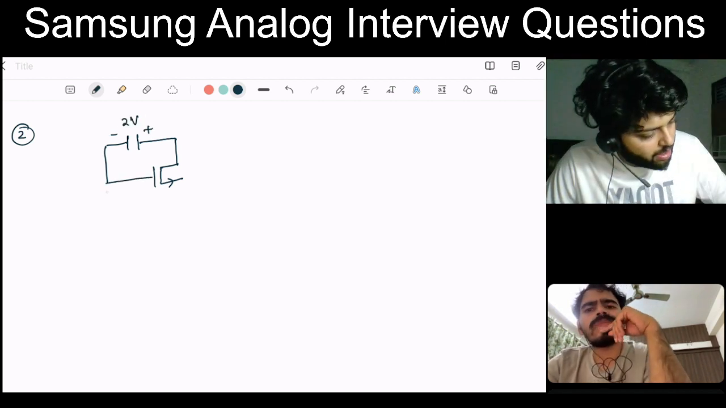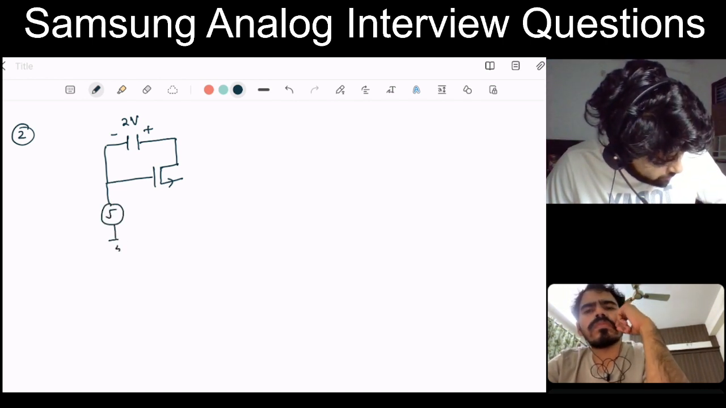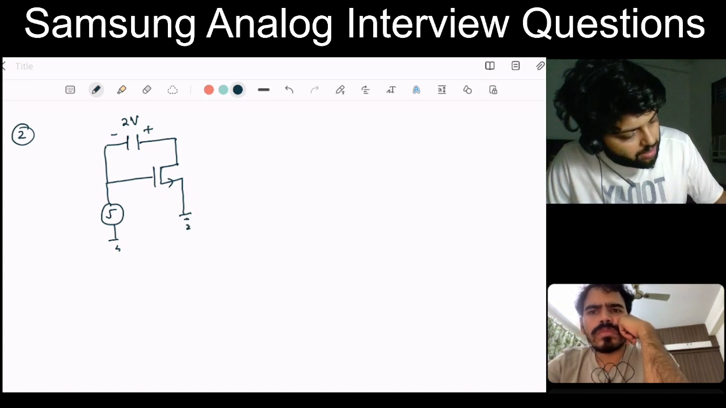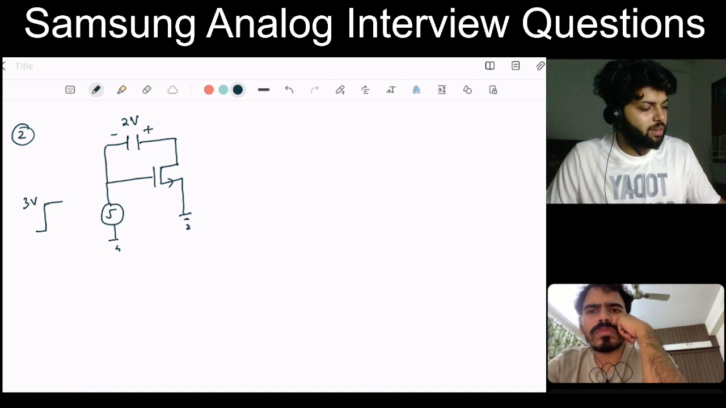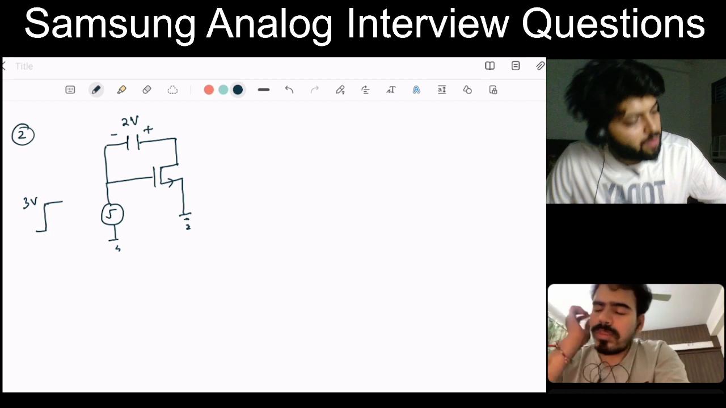Then again, same kind of input. The same thing, a 3 volt unit step is being put up. So given the initial voltage charge of the capacitor is just reversed. But Vx versus time is what I have to plot, right?